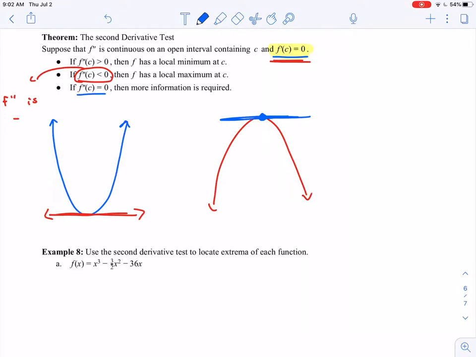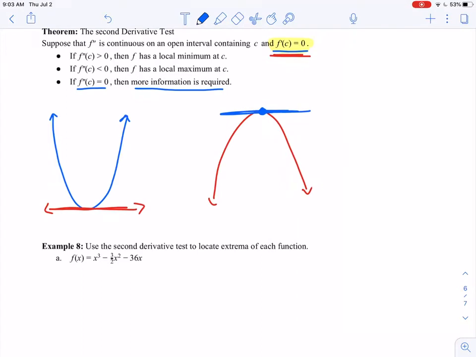If f double prime of c is equal to 0, so this is the only case we haven't talked about, then we need more information. This is one of the shortcomings of the second derivative test, is that it's not really going to work out for us if the second derivative is equal to 0. In that case, we would probably have to fall back to the first derivative test in order to find the local extrema. So this is just another method that you can use to test and find local extrema.